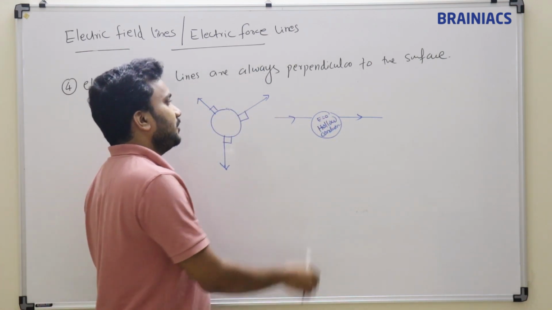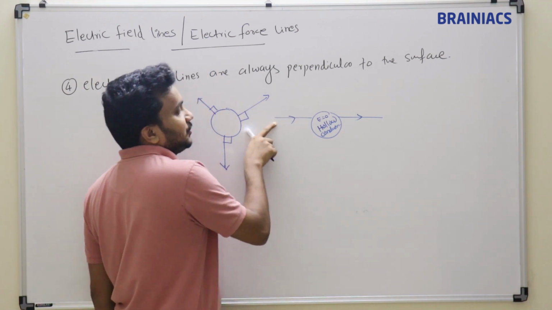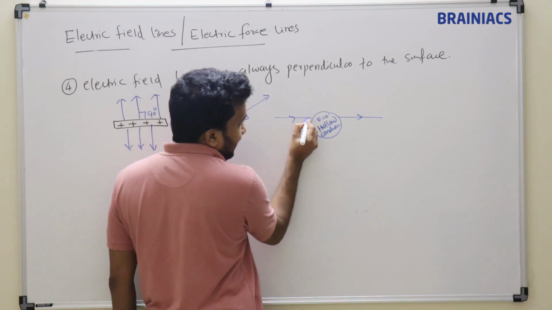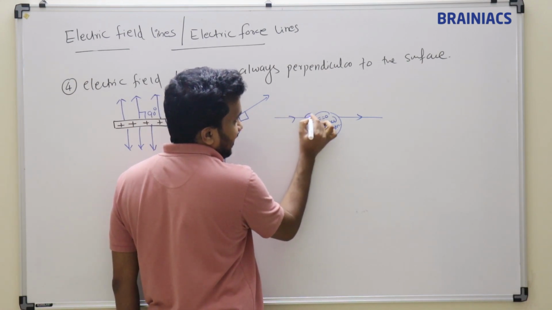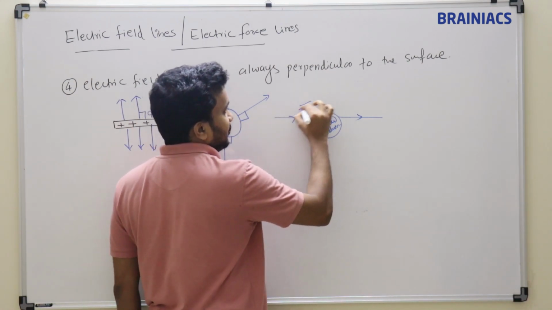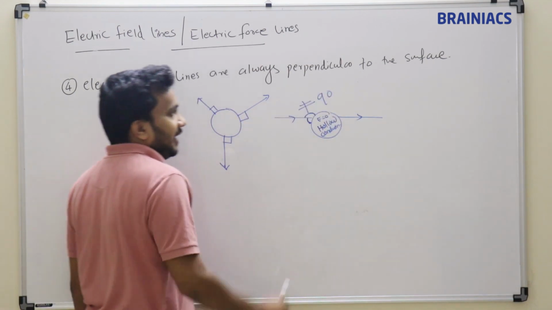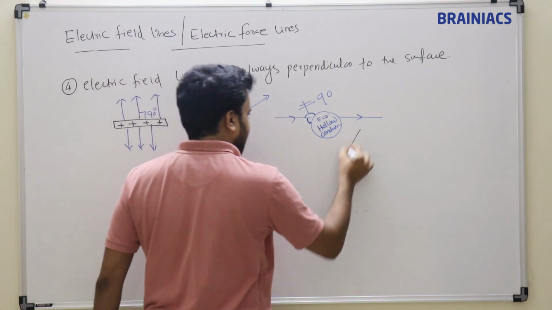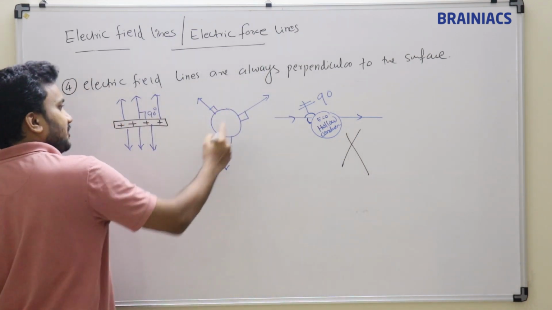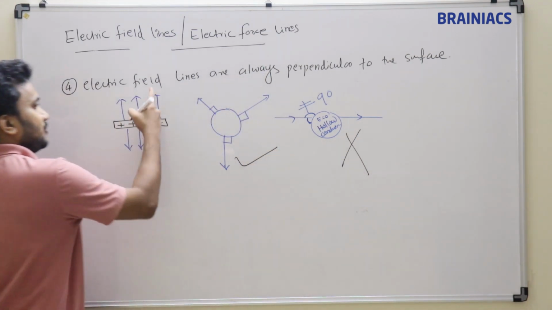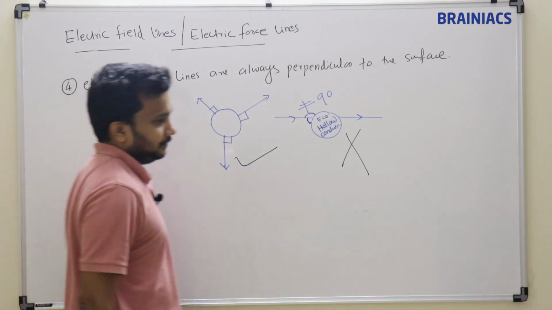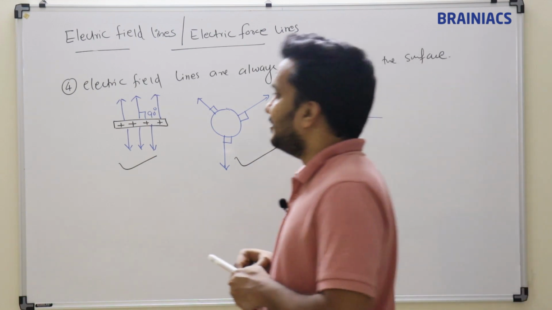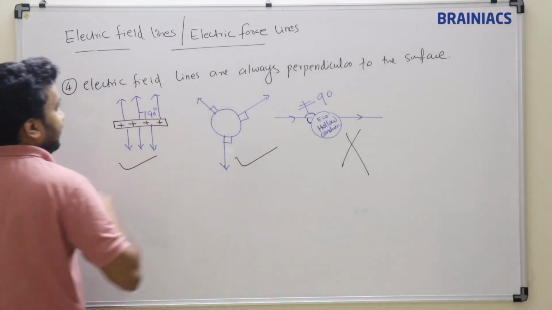Before going to this one, let me tell you something. So these are electric field lines. Here is a concentration of the lines. This angle is not 90 degrees. This angle is not 90 degrees. So this is not equal to 90 degrees. Hence the representation of the electric field line according to this diagram is wrong. According to this diagram, it is correct. So electric field lines always make 90 degrees with the surface. That is the next point.